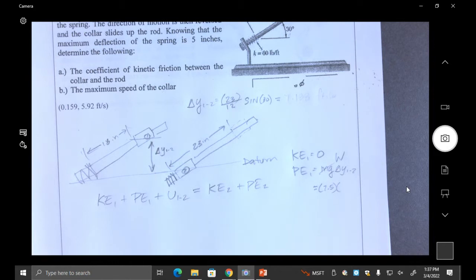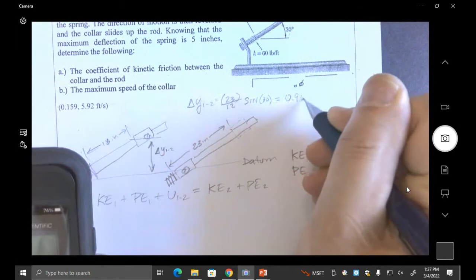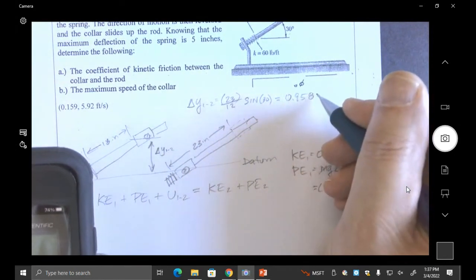So 23 divided by 12, and then 30 sine. So I believe I get 0.9583.